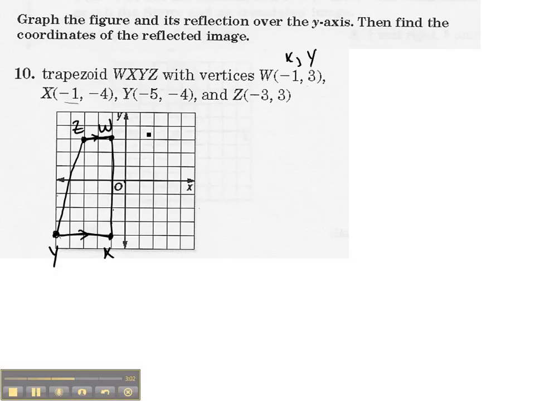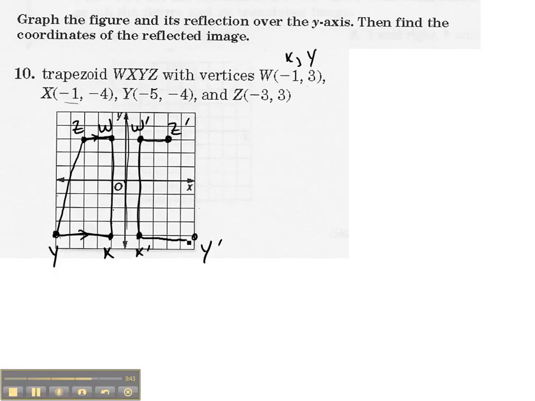Okay, it tells us to reflect it over the y-axis. So the y-axis is right here. We're going to reflect it so each vertex gets reflected. So W is 1 away from the y-axis, so it'll be right here in the reflection, W prime. Z is 1, 2, 3 spaces from the axis, so it'll be 1, 2, 3 spaces on the other side. Z prime. X will be right here, X prime. And Y will be 5 away from the axis on the other side of the axis for its reflection, Y prime.